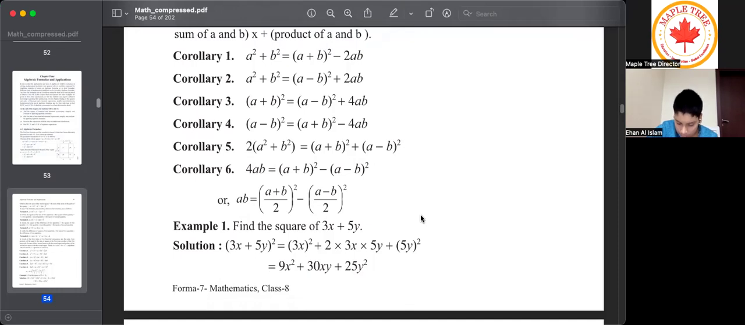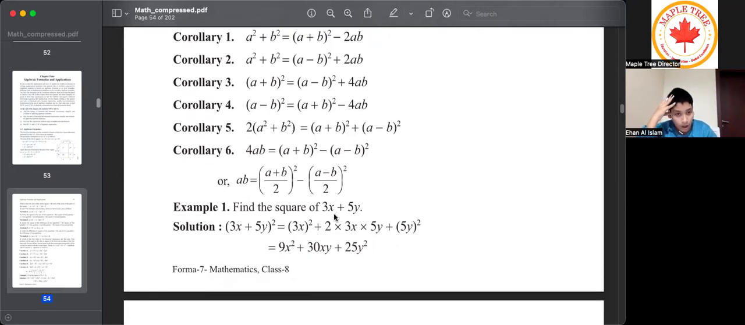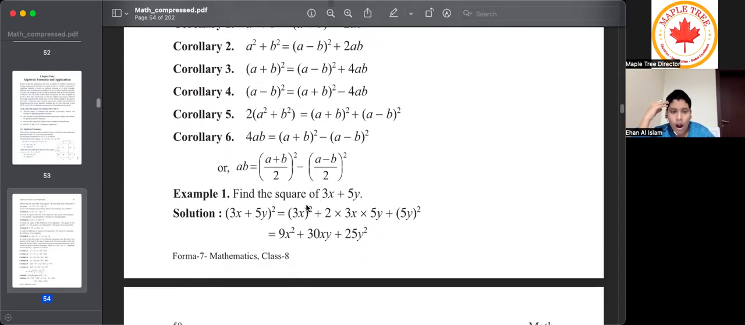Sir, done. Very good. Did you write also the last one? Yes, ab equals a plus b divided by 2 whole square minus a minus b divided by 2 whole square. That's fine. So now we learn how to find the square of a number. Here is a number and you have to find the square of it. How are you going to do that? I know how to. Then do it, please.